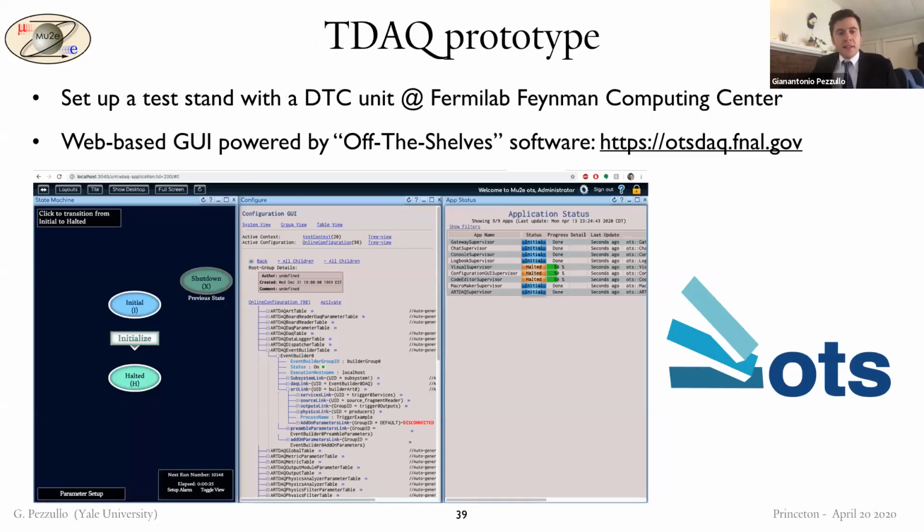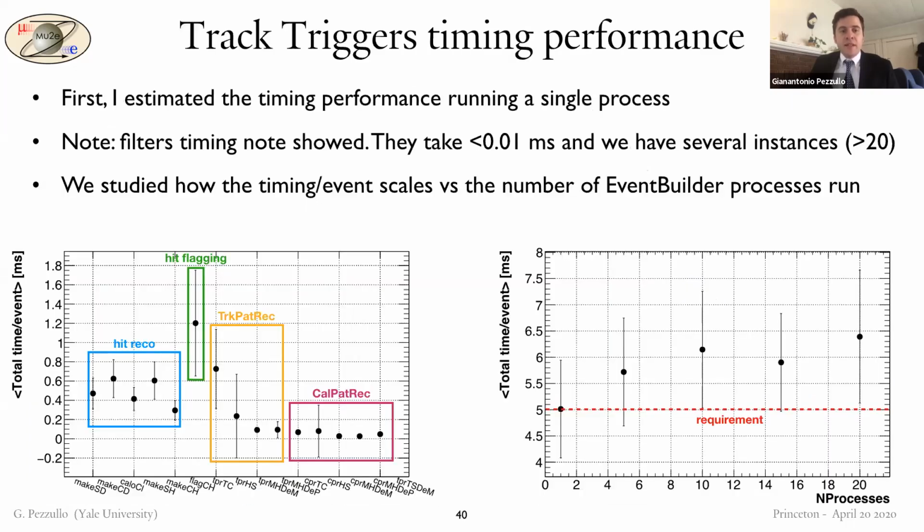We also tested the timing performance using the official software that we plan to use in the experiment in real life. We set up a prototype of a data acquisition server at the Fermilab Feynman Computing Center, and we started customizing this off-the-shelf software that has been developed by a group at Fermilab. It's named OTS. The results of this timing test are shown by these two plots at the bottom of the slide. On the bottom left, you can see the expected timing of each of the modules that we will run. I just use these colored squares to separate the modules used by the different algorithms and the shared part, which is the hit preparation and filtering.